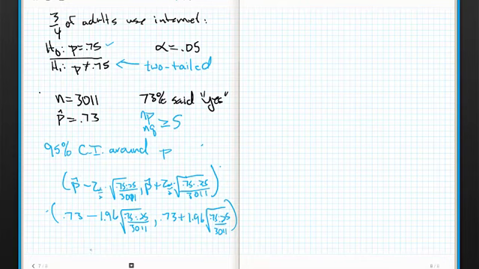So 0.73 minus 1.96 times the square root of 0.75 times 0.25 divided by 3,011. In paren, I think I'm good there. I end up with 0.715 on the left, and if I hit second entry and change my minus to a plus, which saves me a boatload of time, I get 0.745. Uh-oh. Wait a sec.